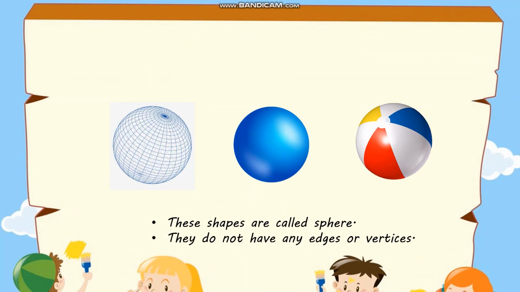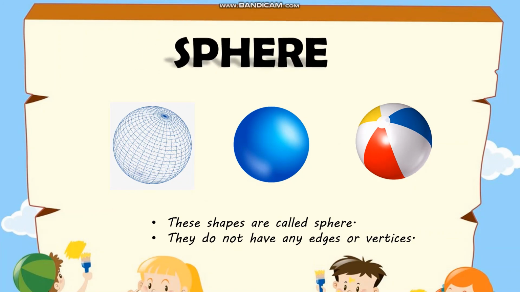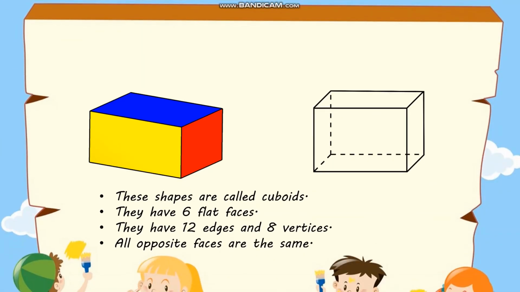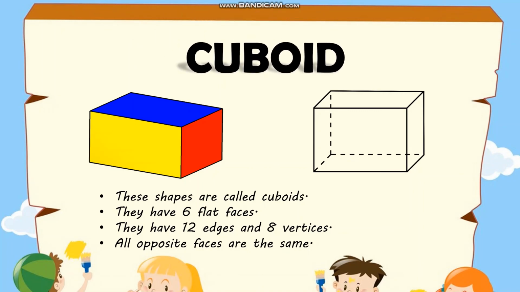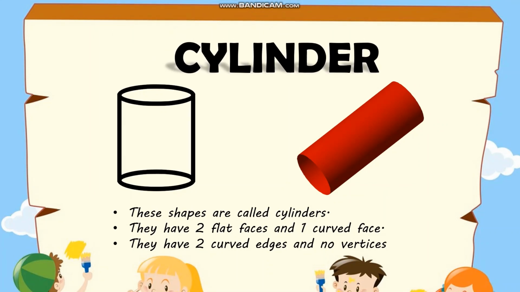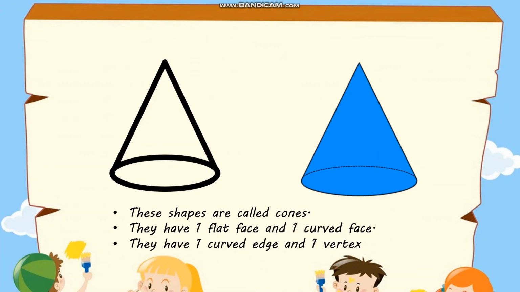Let's recap again the different 3D shapes. So what do you call these shapes? This is a sphere. What about this shape? It's a cube. This shape, it's a cuboid. And what about this shape? Cylinder. The next shape, it's a cone.